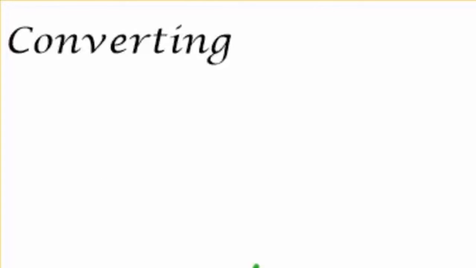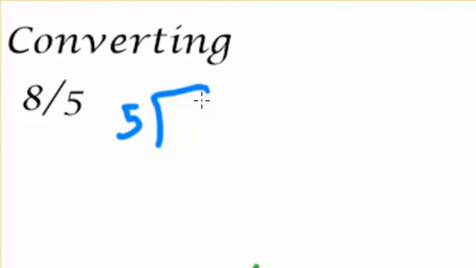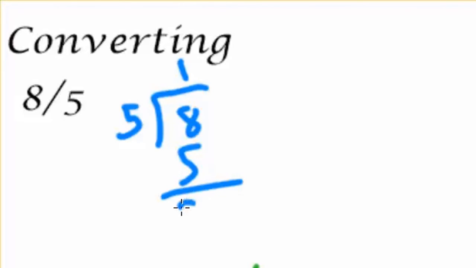Let's take a look at converting a couple other improper fractions to mixed numbers and how else we can do it. Imagine that I had 8/5. It's the same thing as saying 8 divided by 5, so let's do long division. 5 goes in 8 one time. 5 times 1 is 5. Minusing the 5, I get 3. And with nothing else to bring down, 3 is my remainder.